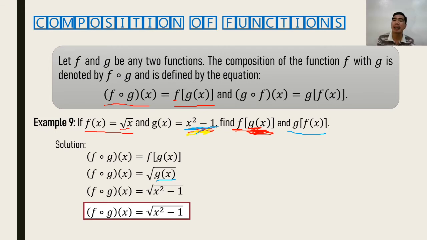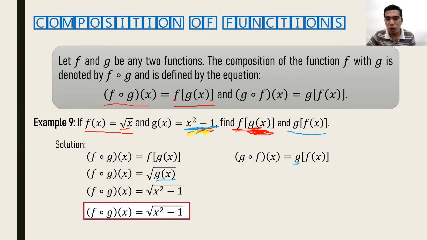Now, it's the reverse. For g of f of x, we will use this formula. So the g comes first. Okay? Now, what equation will we use? We will use now the g. What is the equation of g? It is x squared minus 1.